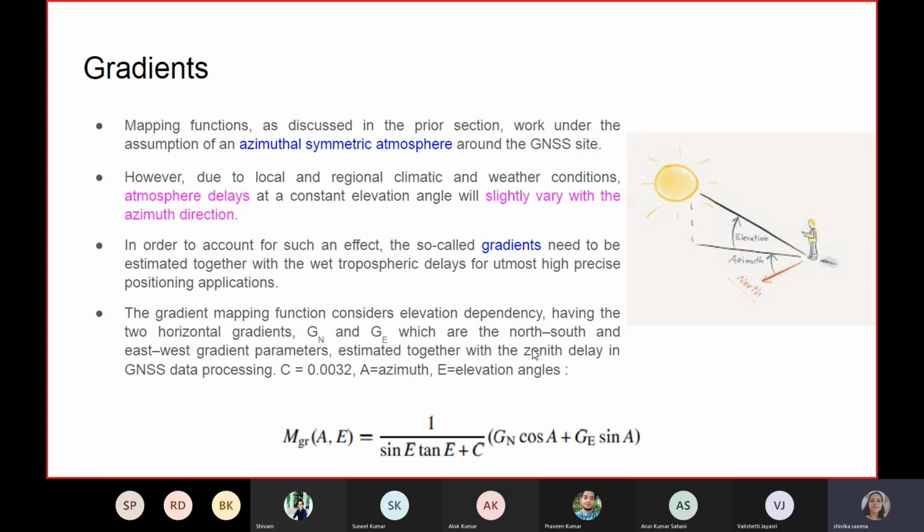It is given by a model given by Chen and Herring. As you can see, these gradient mapping functions are dependent on both azimuth as well as elevation satellite angles.